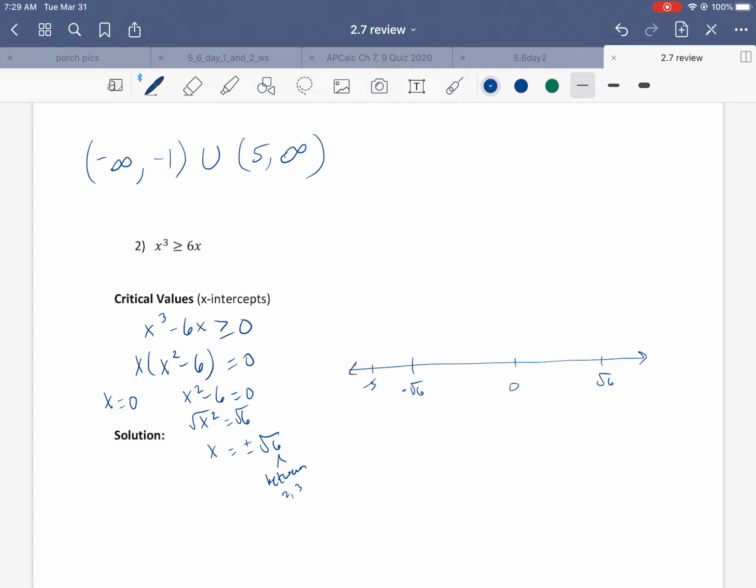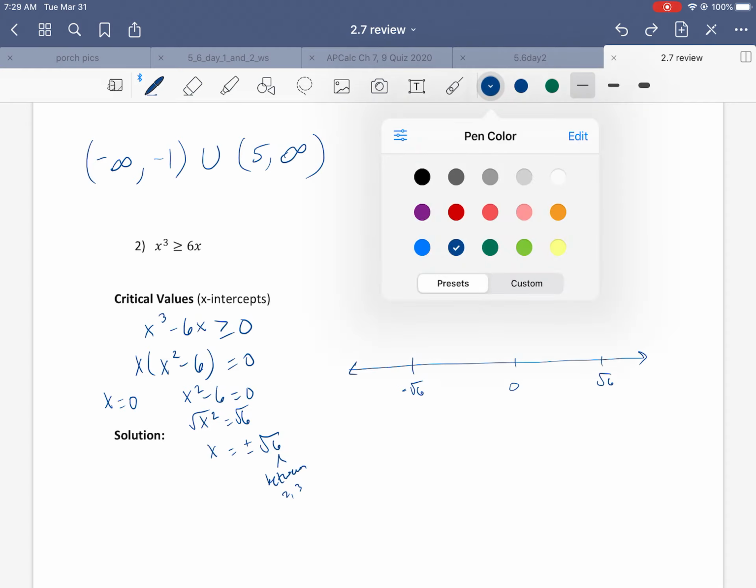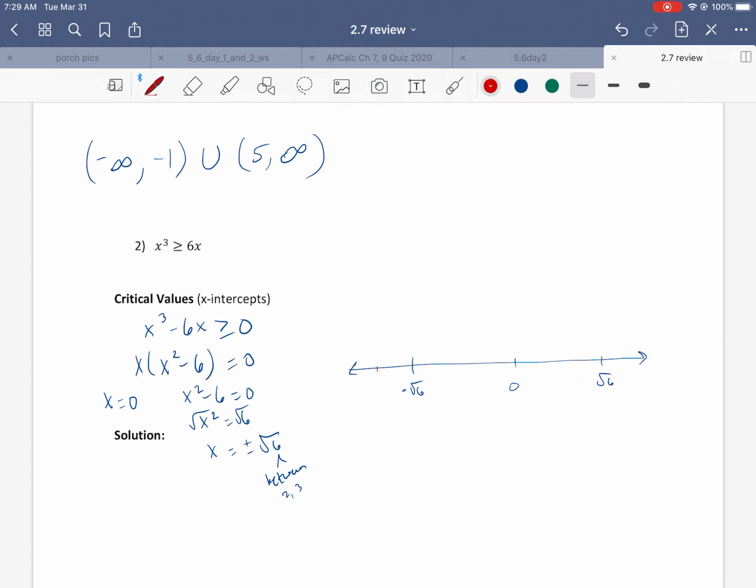So I'm going to pick a test value that's negative 5, far away from negative root 6. And then I can pick a test value like negative 1. Let me write these in red so we know that they're not critical values. Positive 1 and positive 5. Go to your factored form. It'll be the easiest to think about in terms of the positive and the negative.